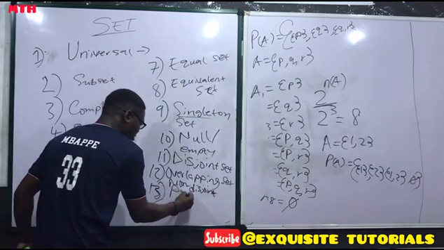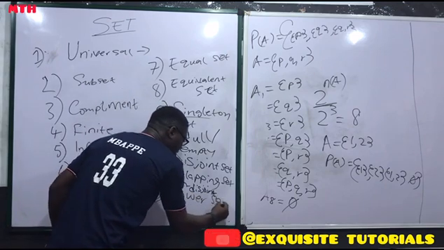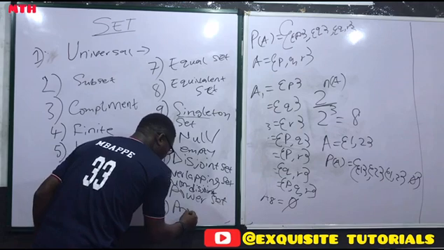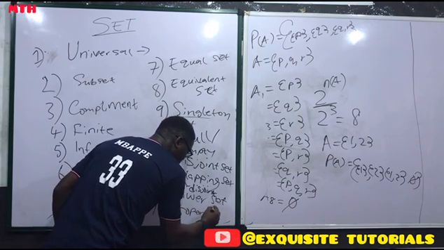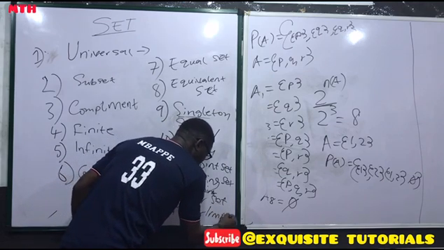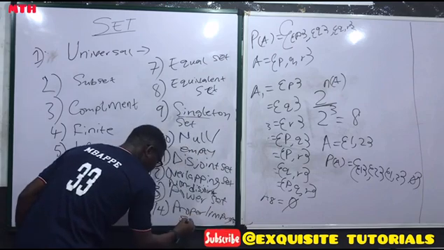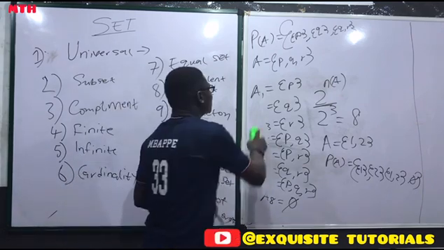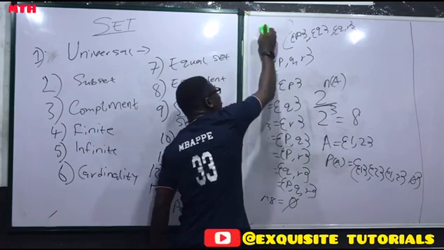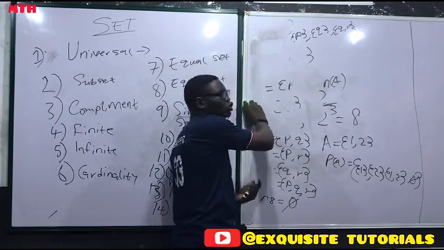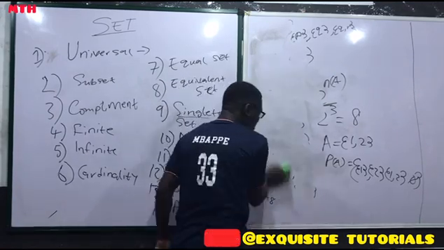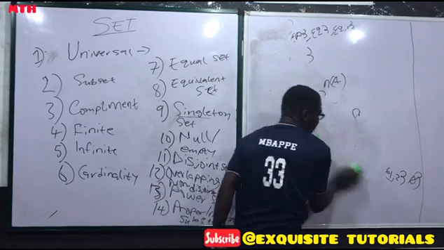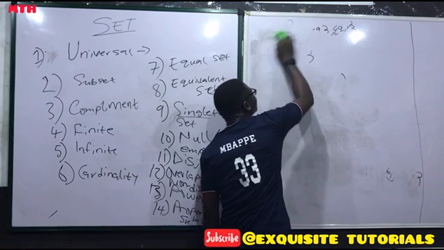Then the last one is proper and improper subsets. When we are talking about proper and improper subsets, we will still talk about the universal set. We will relate it to the universal set. Now let's say we have 2 subsets from a universal set.